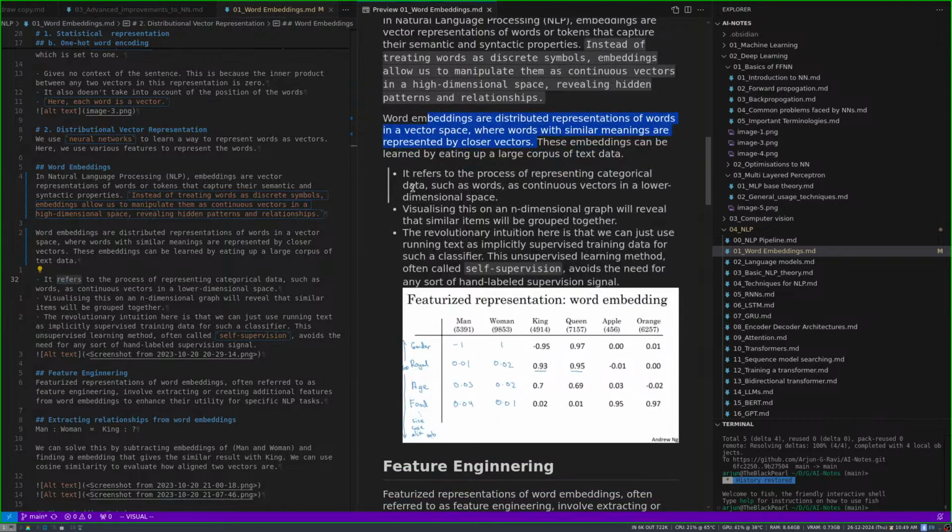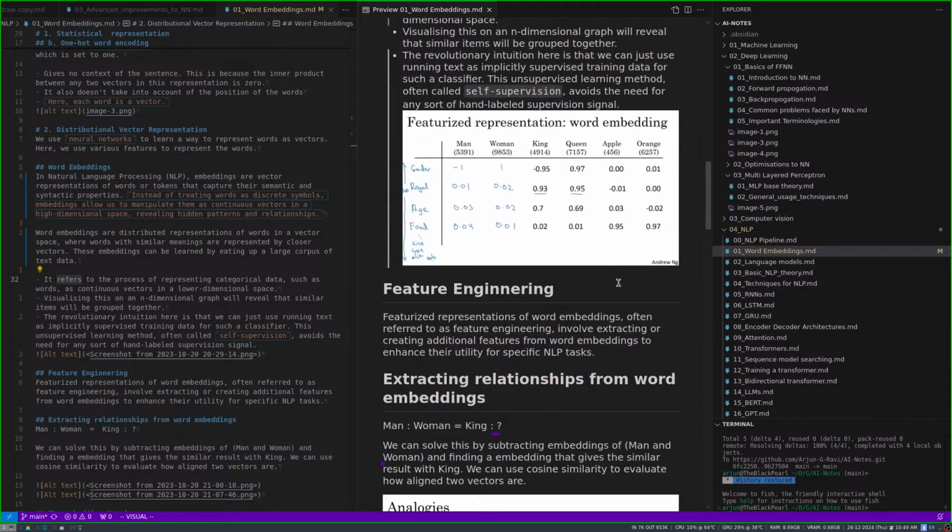It refers to the process of representing categorical data such as words as continuous vectors in lower dimensional space. The unsupervised learning method, often called self-supervision, avoids the need for any sort of hand-labeled supervision.